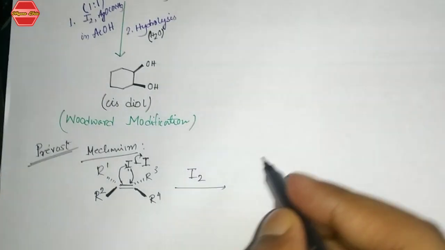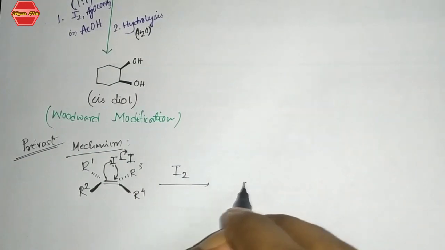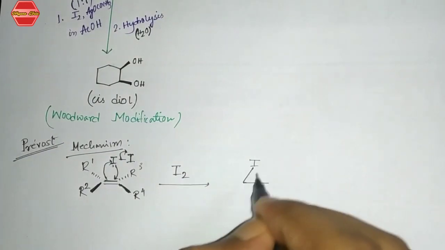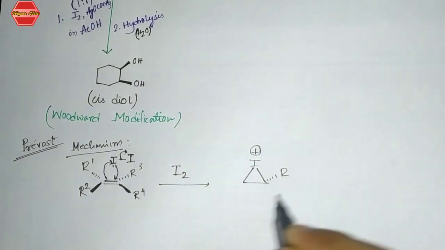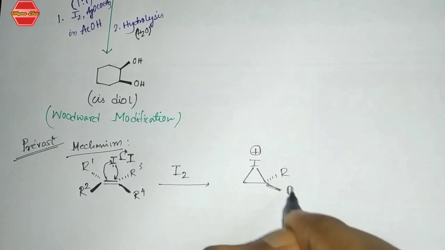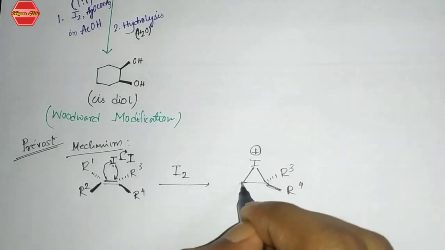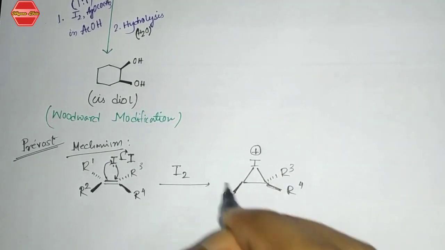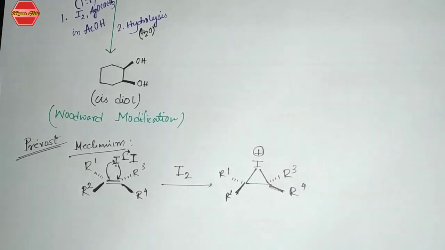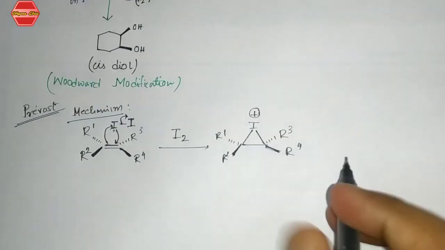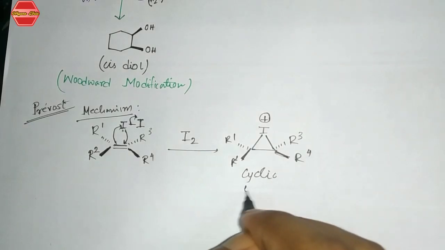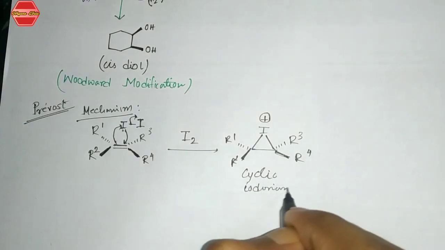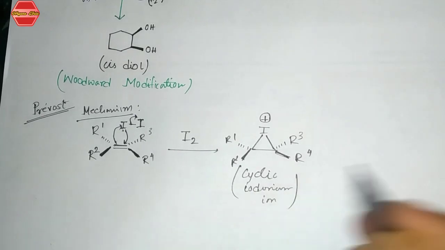Now see how we get this type of intermediate. This is positive, this is R3, R4, R2, and here is R1. Now this is your cyclic iodonium ion, the cyclic iodonium ion.